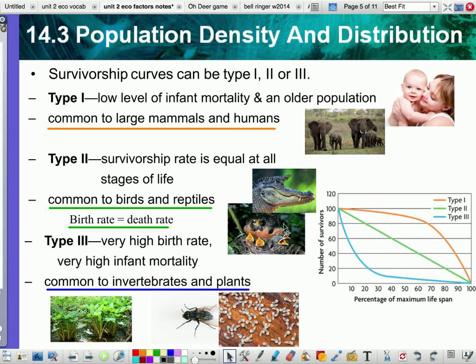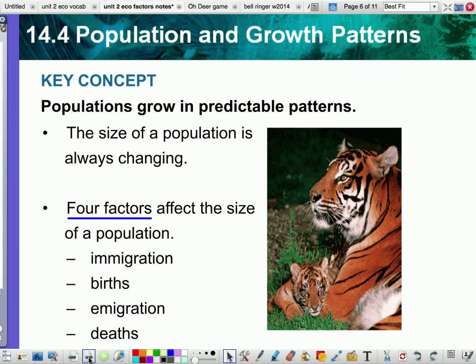Type 3, let's have as many babies as we possibly can and hope that we get as many through to adulthood to reproduce for the next generation. And that's type 3 survivorship. So they have a very high birth rate and a very high mortality rate. That's like plants and insects, so your invertebrates. And you can see they're not going to live very long, with death fairly quickly. Okay, so that is your three types of survivorship.